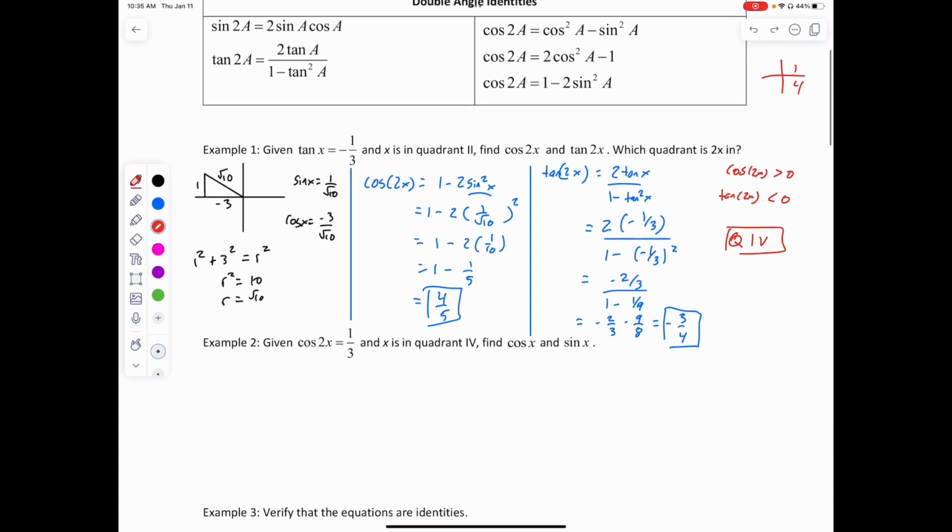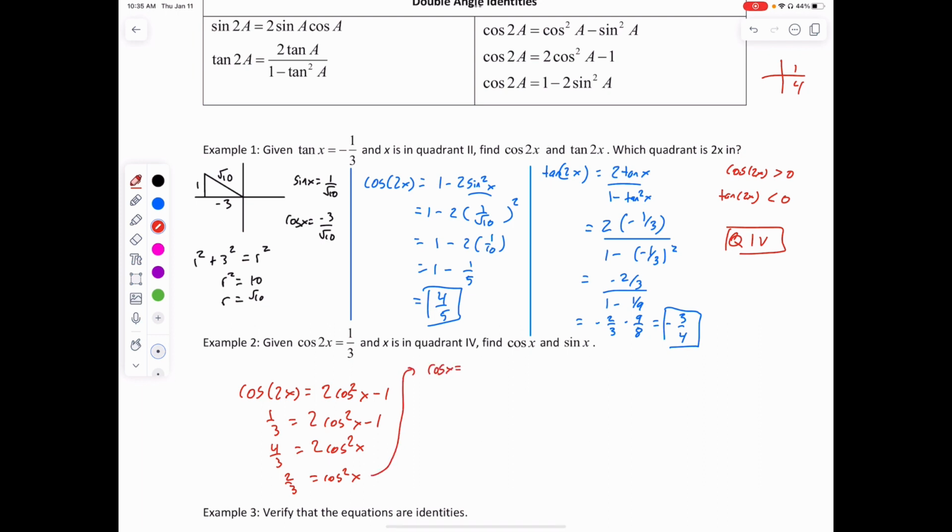So let's use our double angle identity again. Let's use cosine of 2x being equal to, I could use really either of these. I guess I'll find cosine. So I'll say this is equal to 2 cosine squared of x minus 1. So 1/3 is equal to 2 cosine squared of x minus 1. If I solve this by adding 1 to both sides, I get 4/3 is equal to 2 cosine squared of x. Dividing by 2, 2/3 equals the cosine squared of x. So cosine of x is equal to plus or minus the square root of 2 over 3.